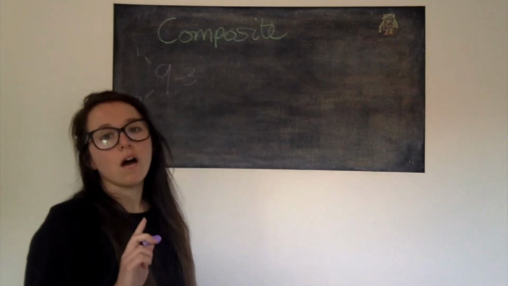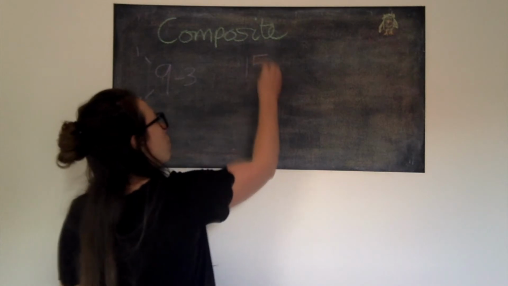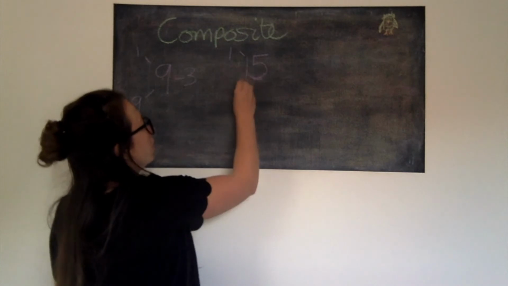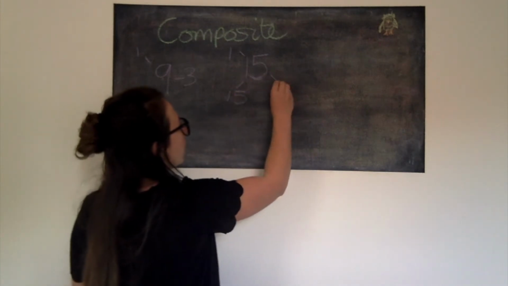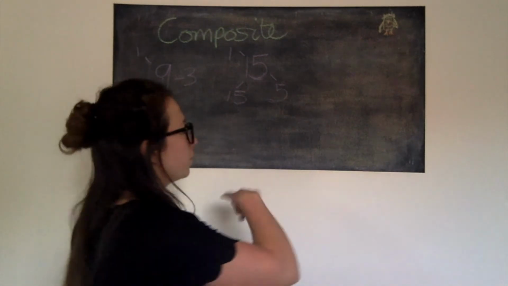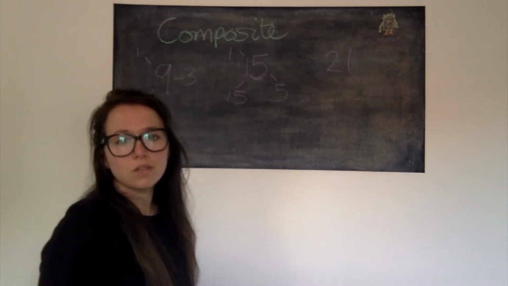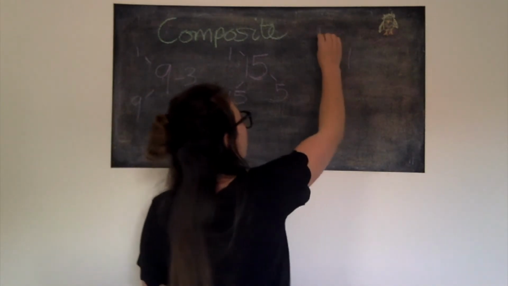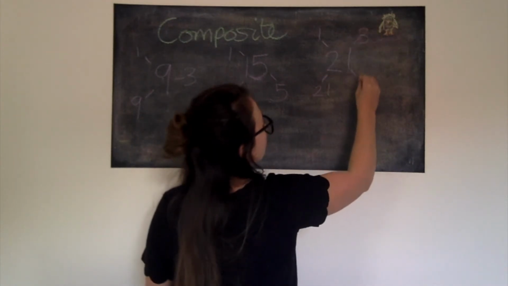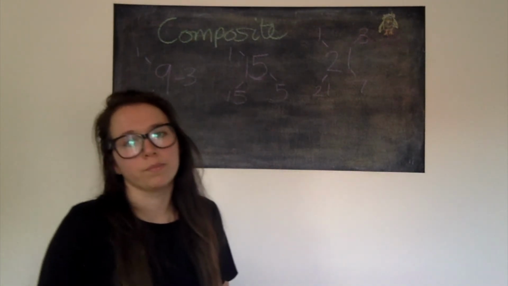The next odd composite number I can think of is 15. It has more than 2 factors, even though it is an odd number. 1, 15, 3 and 5. Okay, so that makes it composite. And the next one, you have to go quite far along, is 21. It's another odd number, but it is not prime because it has factors 1, 21, 3 and 7. So because it's got 4 factors, it cannot be prime.